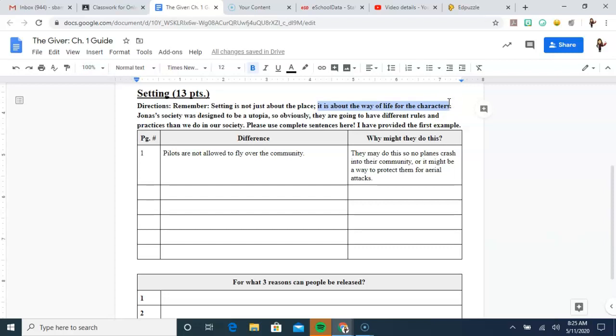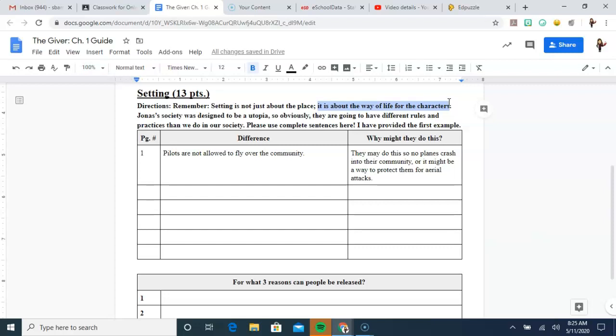So for example, in Hattie Big Sky, yes, she lived in Montana, but that's not the only portion of the setting. Setting also included for her the historical context. So things like she didn't have electricity. She didn't have indoor plumbing, so she had an outhouse, had to go outside to go to the bathroom.